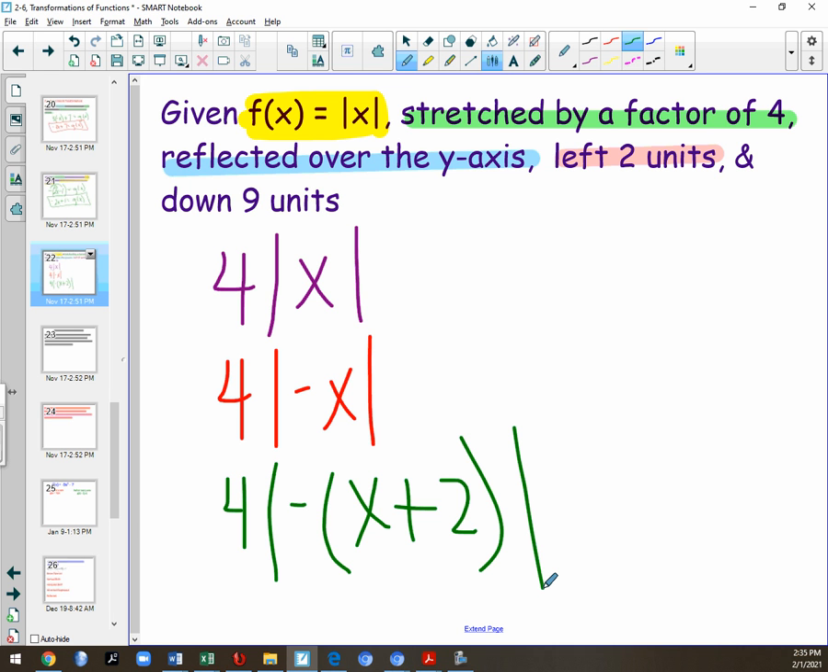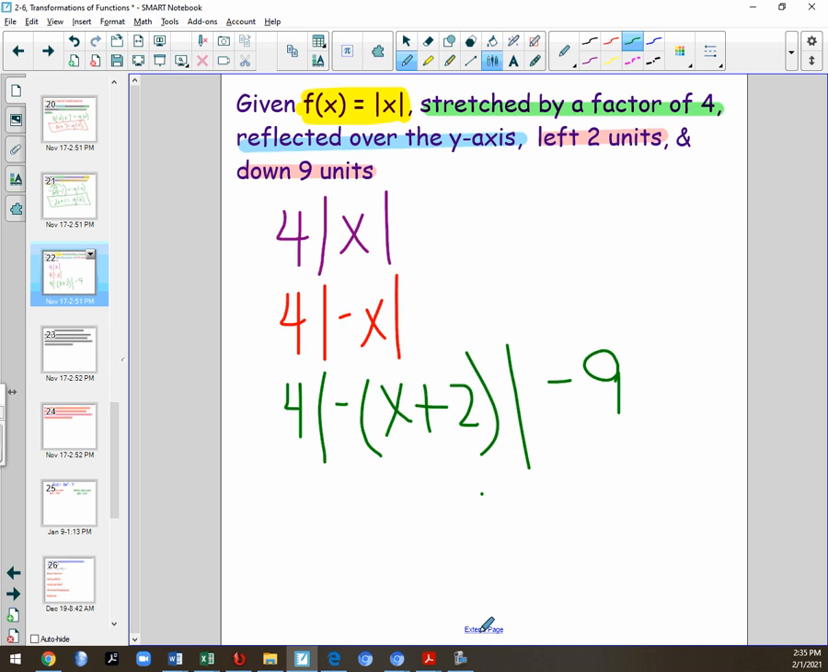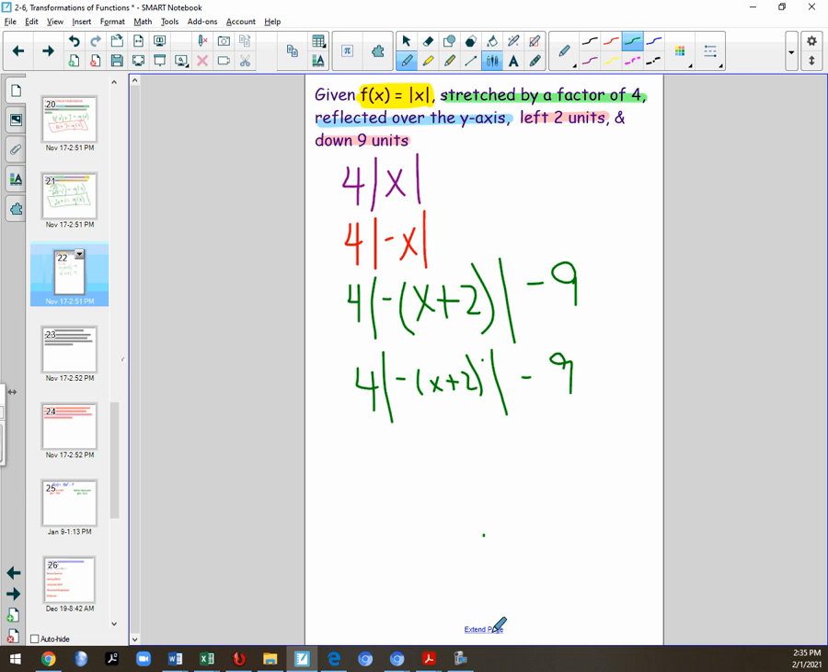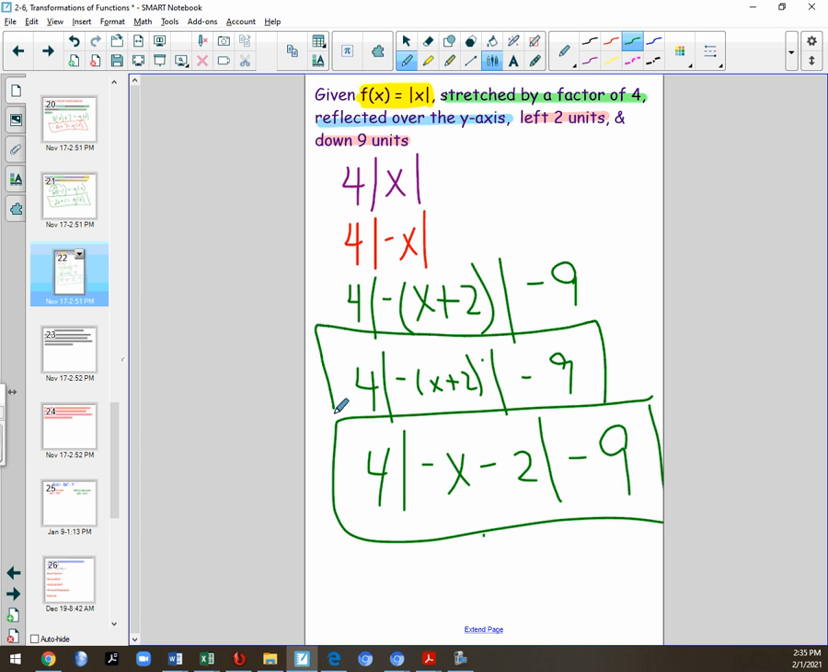And then down 9 units means all I have to do is simply subtract 9. So basically what we have here is 4 absolute value of negative parenthesis x plus 2 minus 9. If I wanted to go ahead and distribute that negative on the inside there, I'd have negative x minus 2 minus 9. Both of these would hold true and they would both be correct. Okay?